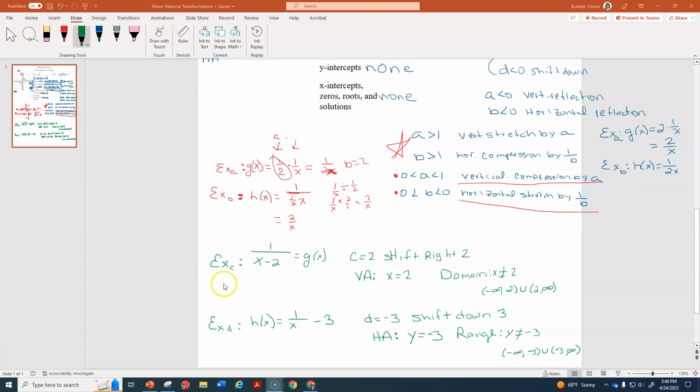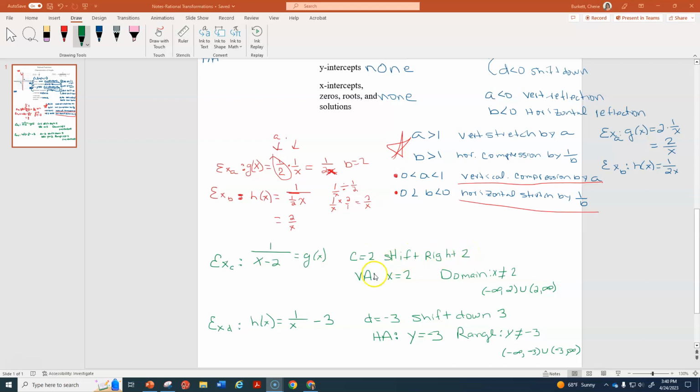Okay, so these last two examples here show what the equations would look like. I've got g of x equals 1 over x minus 2. From the fact that the 2 is in the denominator with the x, we know that that's our c value. Remember, we changed the sign. We see -2, so we know that c is a positive 2. That means it's going to shift right.